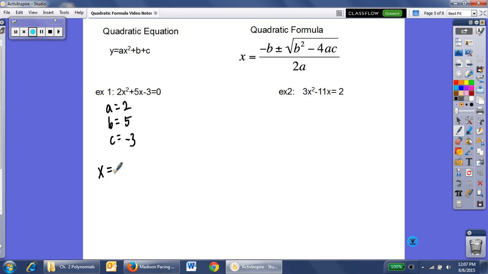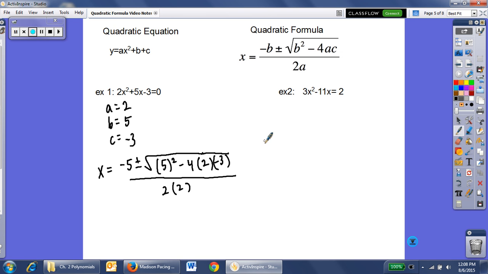So we get x equals negative b, so we have negative 5, plus or minus the square root of b squared, so we have 5 squared, minus 4, a is 2, and c is negative 3. And all of this is over 2 times a, which is 2. Okay, everything is plugged in, so now we just need to simplify, which may take a few steps.